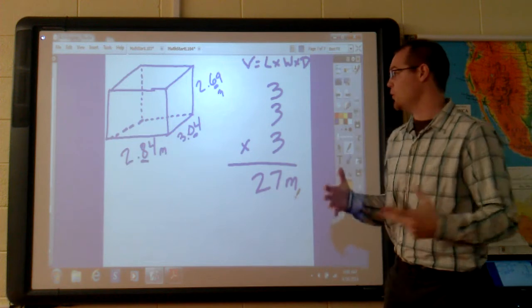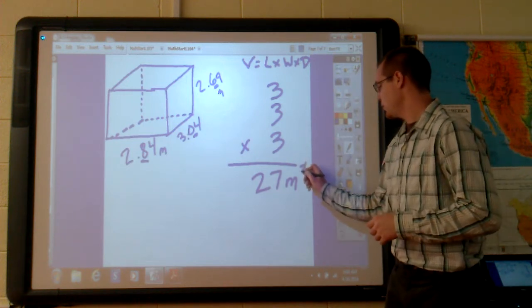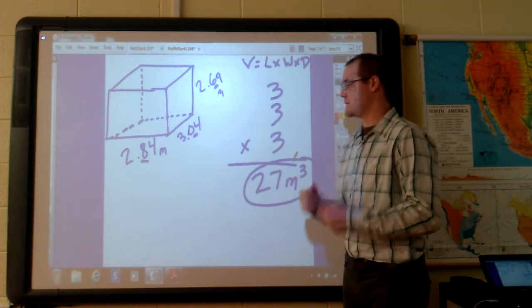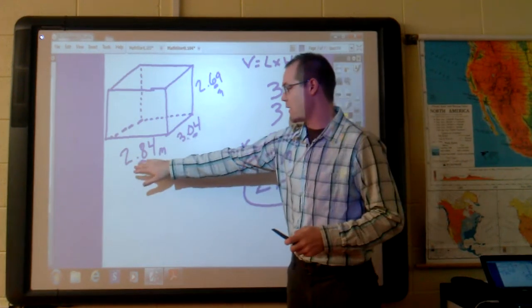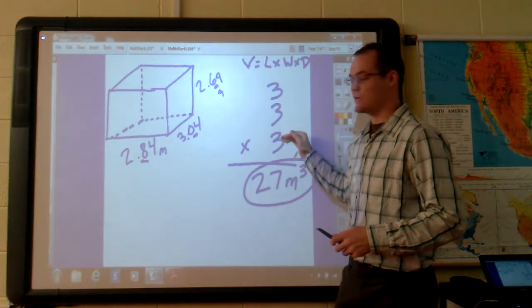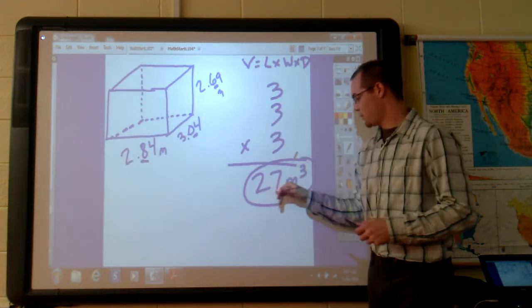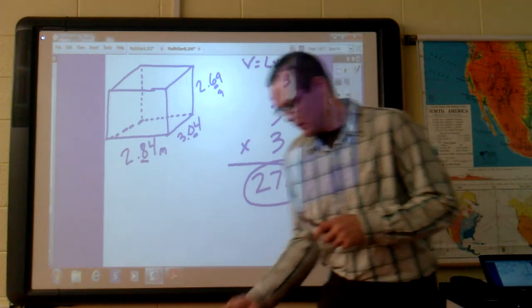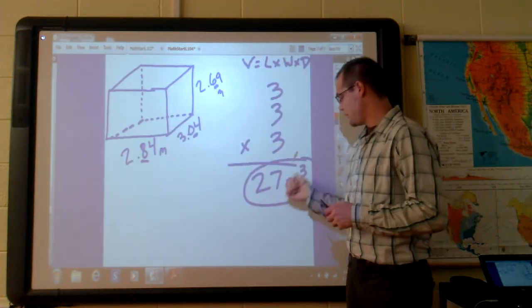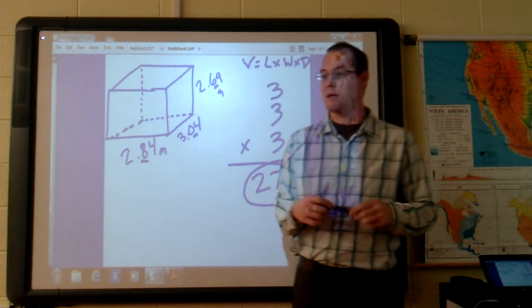I'm measuring volume, so I need to label it meters cubed. Okay, again, these are estimates. I estimated, first I rounded to the nearest one for the length, depth, and width. Then I multiplied those 3 estimates together, and I came up with 27 meters cubed. Double check my answers. Perfect. 27 cubic meters is another way that you can write that, of course.